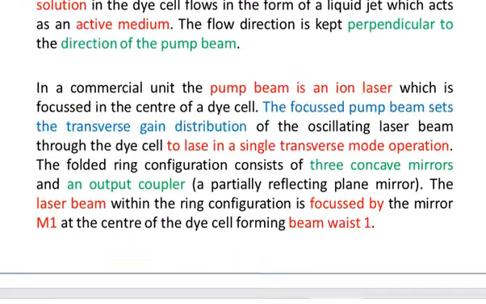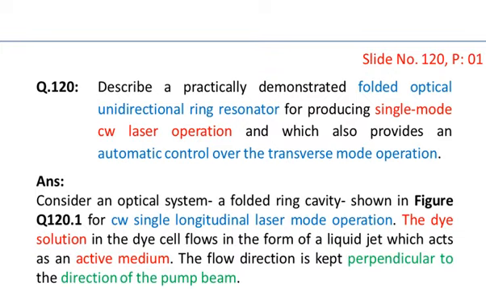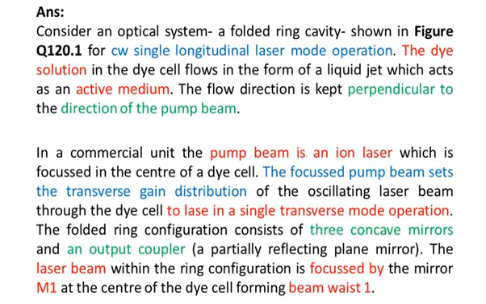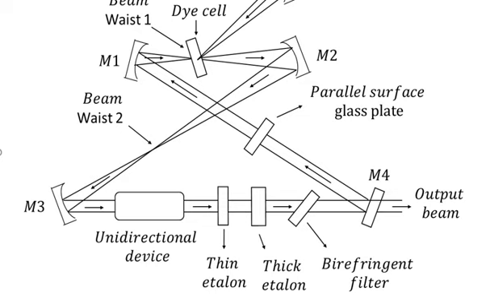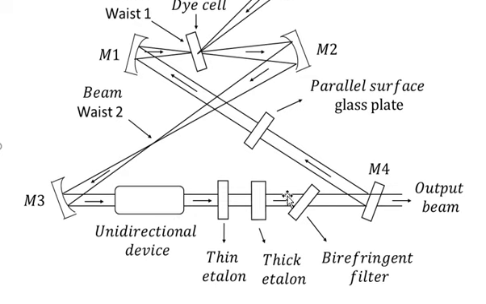So I think that the things have been explained very well. The schemes here, that is the unidirectional device, the thin etalon, the thick etalon, and the birefringent plate, actually serve the purpose of selecting a single longitudinal mode.